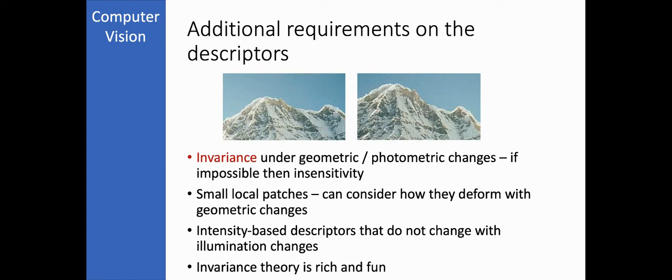I also would like to extract intensity-based descriptors that do not really change with illumination changes. Otherwise, I wouldn't be able to create descriptors around the patch or within a patch that can be matched with different images. Now, the invariance theory for extracting features that are really invariant to geometric and photometric changes is rich and quite fun. Unfortunately, we don't have the time to get into it, but if you are interested, please contact us and we'll be happy to point you in the right direction.